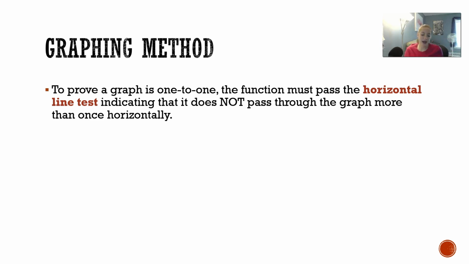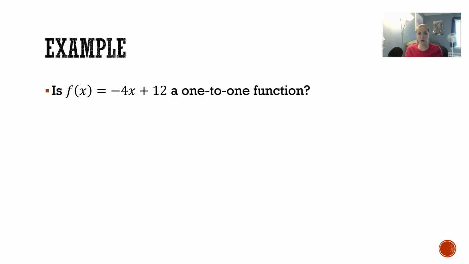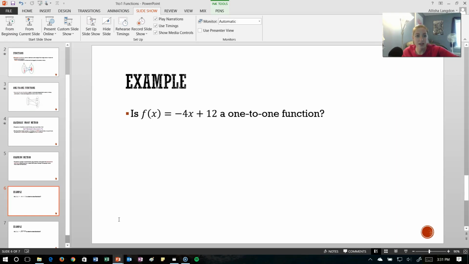Let's go ahead and do both of these examples. Is this function a one-to-one function? I'm going to tell you right off the bat, it actually is a one-to-one function. The reason is that this is a linear equation. The largest exponent is a 1, so it's a straight line. It is a one-to-one function. If you were unsure, you could always go ahead and graph it.